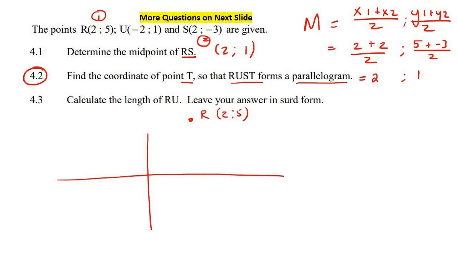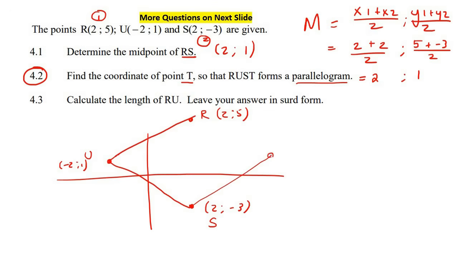And then U is minus 2 and 1. So that would be like there, for example. So that's U, that's minus 2 and 1. And then S is 2 and negative 3. That would be around there. And that's S. Now the order is very important. They said RUST. So it's R to U, then to S, and so T would have to be somewhere over here, okay, for it to be a parallelogram.